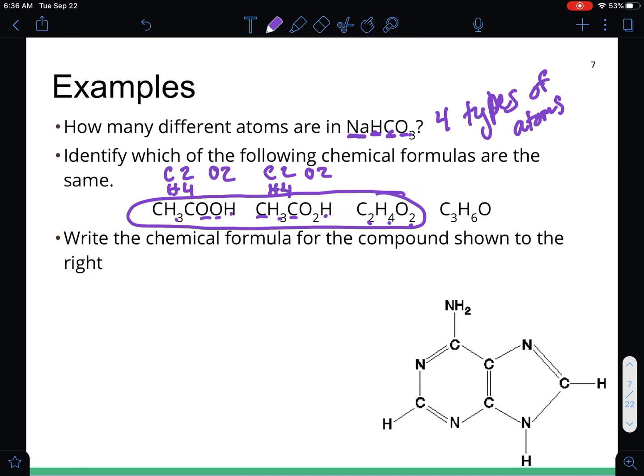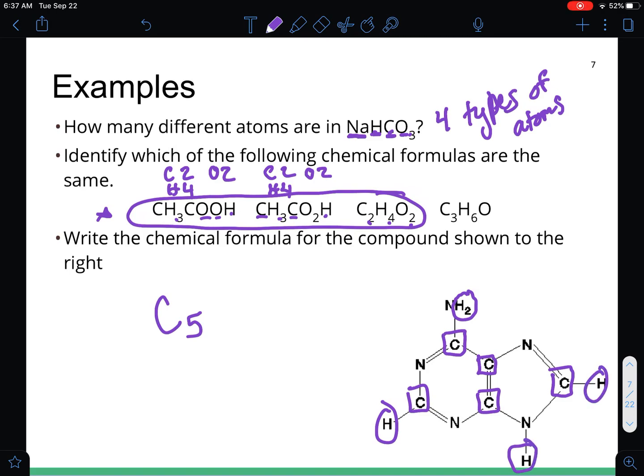All right. Write the chemical formula for the compound shown to the right. So we are going to do this very similar to how we just counted up the atoms in the second problem. We're going to start with carbon. I see 1, 2, 3, 4, 5. So C5. Then let's do hydrogen. 1, 2, 3, 4, 5 hydrogens. Now nitrogen, there's 1, 2, 3, 4, 5 nitrogens.